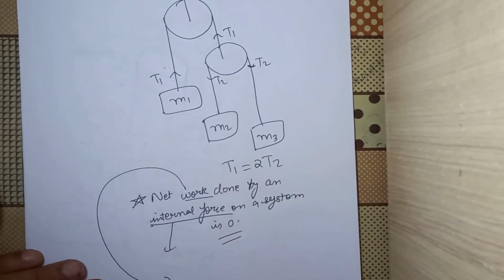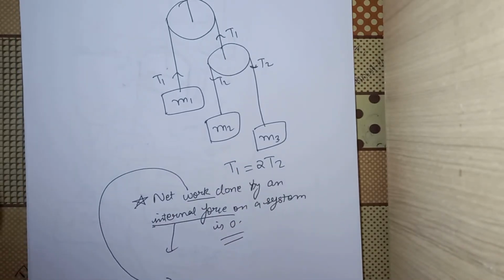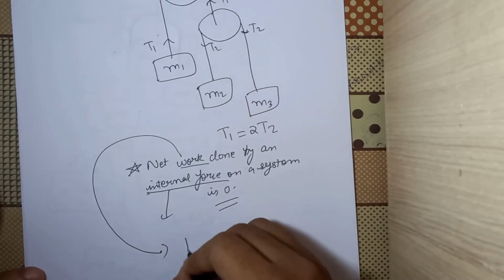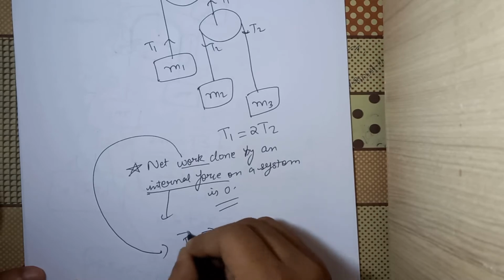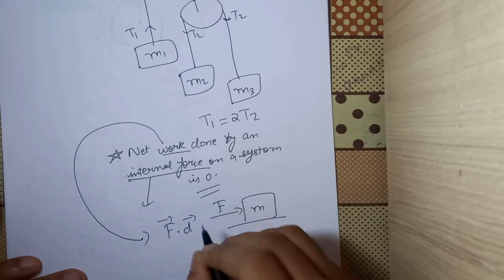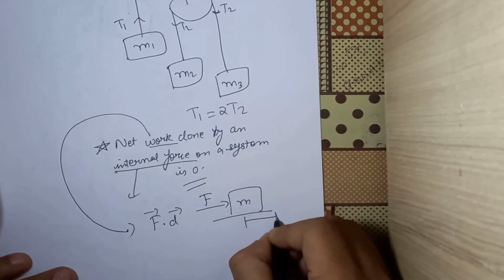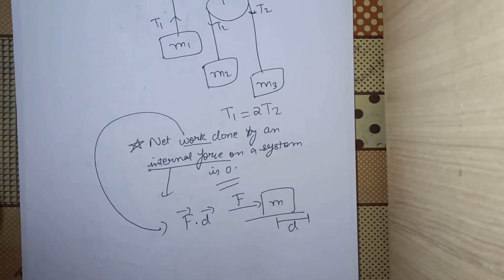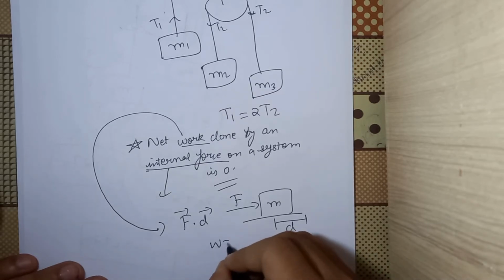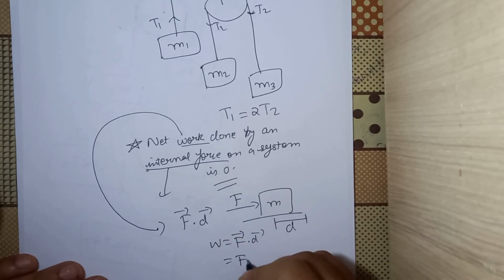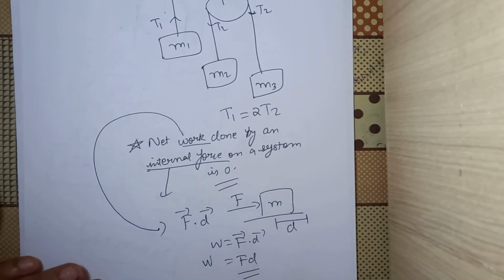For now, you can just remember that if there is any force which is displacing a body by some distance d, then we say that work has been done. We define work by simply taking the dot product of F and d. For example, let's say there is a body of mass m, and a person applying a force F, and this mass m is moving by some distance d. If I ask what exactly is the work done by this person applying the force F, you will say the work done is F dot d. But as F and d are in the same direction, that becomes Fd. So this is work done.